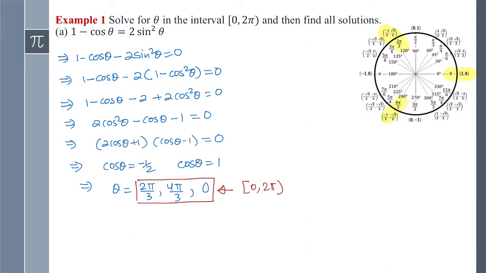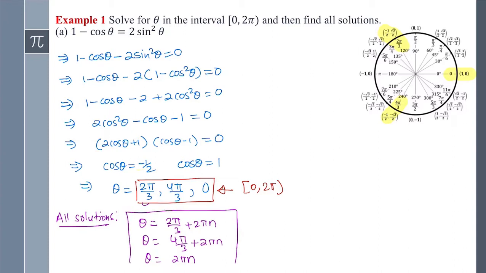Now let's go ahead and write all solutions. For all solutions, we just add 2 pi n. So 2 pi over 3 plus 2 pi n, where n is an integer. That's for this one. And then the next one is 4 pi over 3 plus 2 pi n. And the third one is theta equals 0 plus 2 pi n, which we can just write as 2 pi n. So this represents all solutions for that equation.